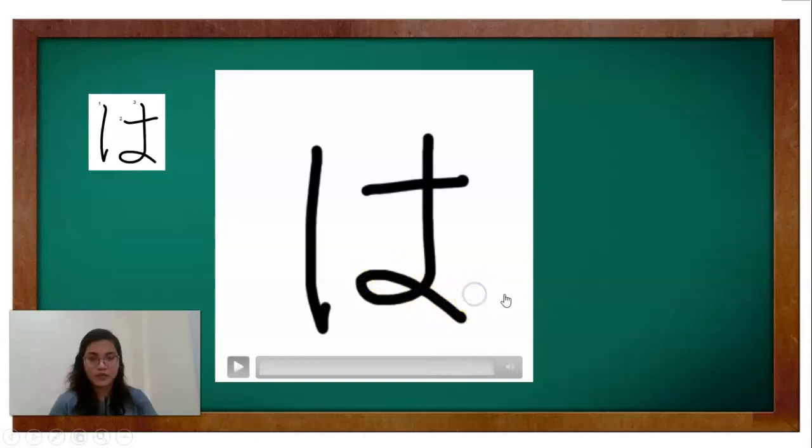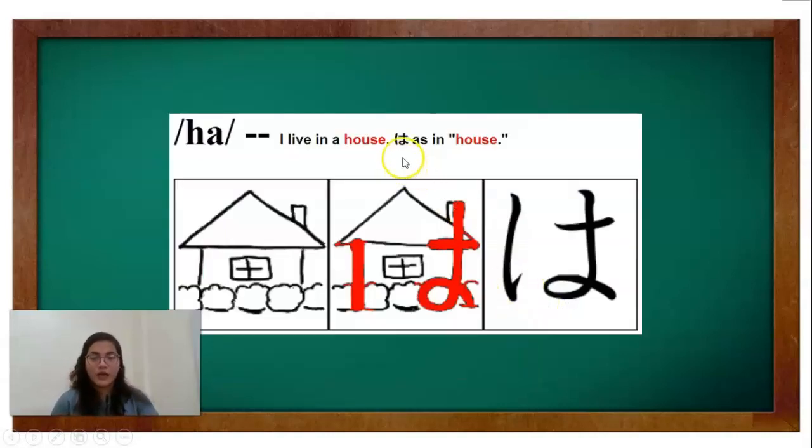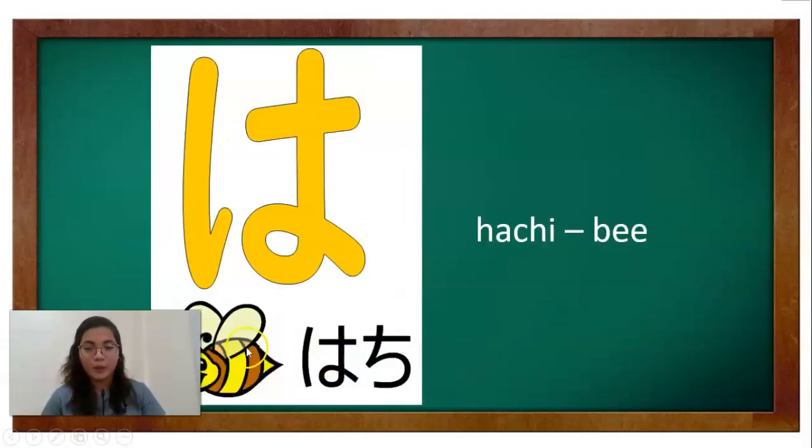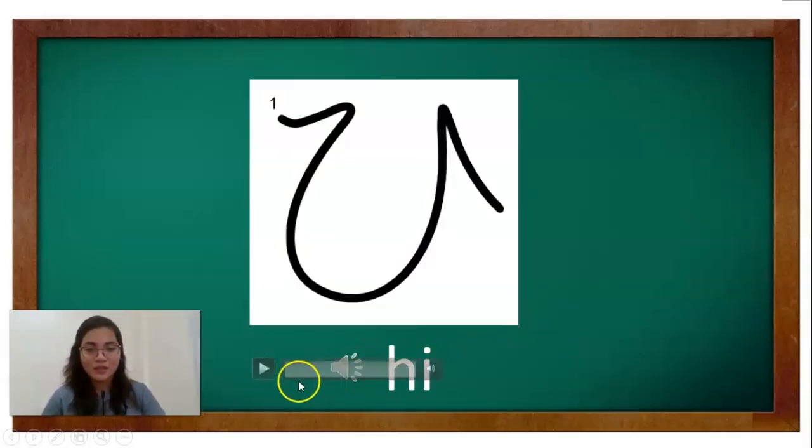Okay, now just to think of this character, just think of a house. So ha as in house. Here's an example word: Hachi. Hachi means bee.